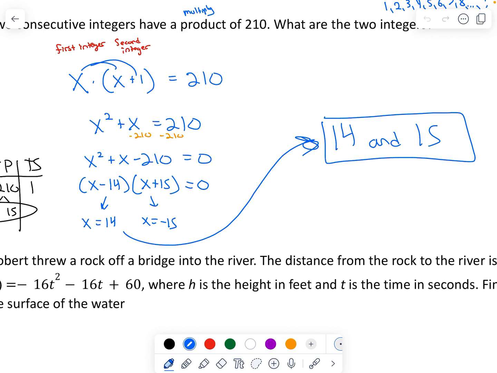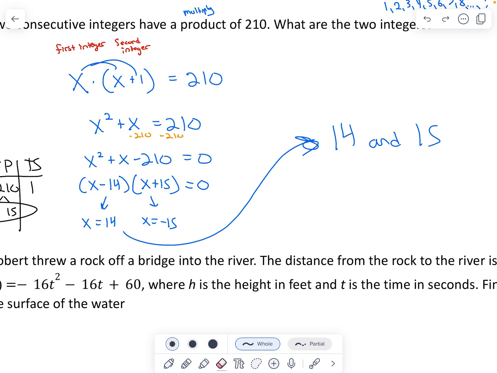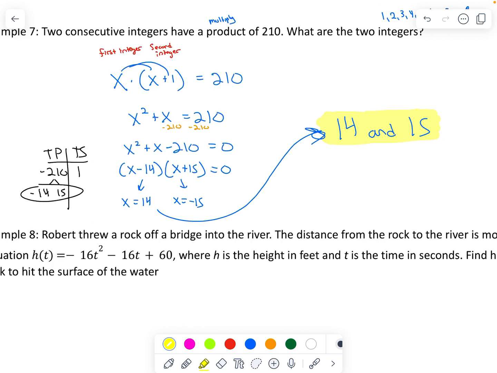So during the solving process, I ended up with a negative sign. But that just helped me pinpoint what the real numbers were. Once I got the numbers, I just had to apply common sense and understand what was being asked. I found the answers. I just needed to realize that.